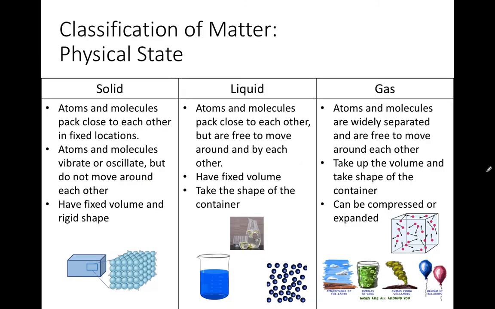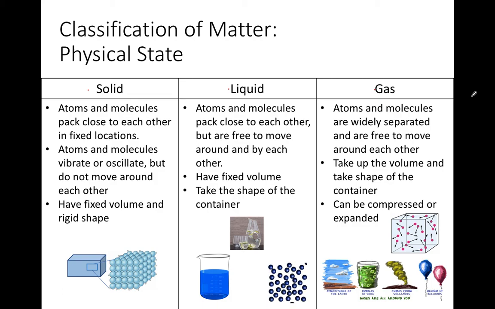You can also classify your matter based on its physical state. So how does it appear physically and how are the atoms or molecules arranged within that substance? We have three physical states: solid, liquid, and gas. If you've been keeping up on current literature or have ever had any experience, you might say, well, there are more than these physical states, but we are only focusing on these physical states in chemistry.